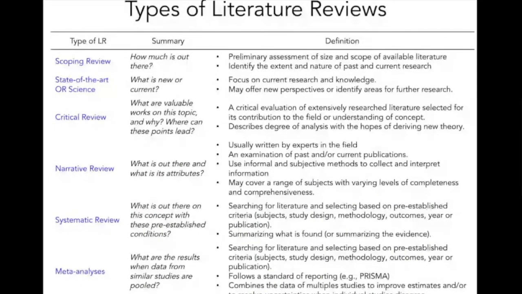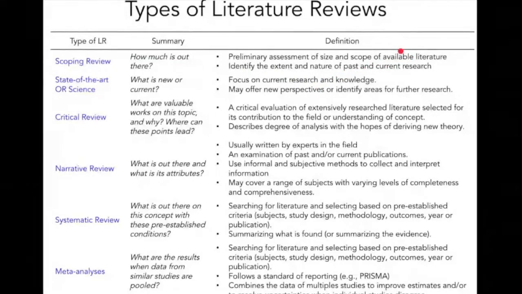Okay, so here I list down different types of literature review articles. As you can see here, there are 1, 2, 3, 4, 5, 6. I list down about 6. The first one is the scoping review. Scoping usually identifies the extent or nature of past and current research. It is topical, but it is just for a preliminary assessment of the size and scope of the available literature.